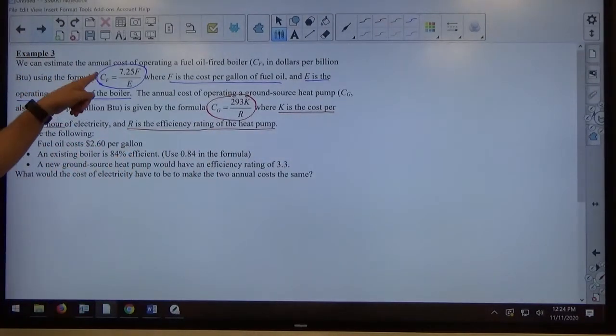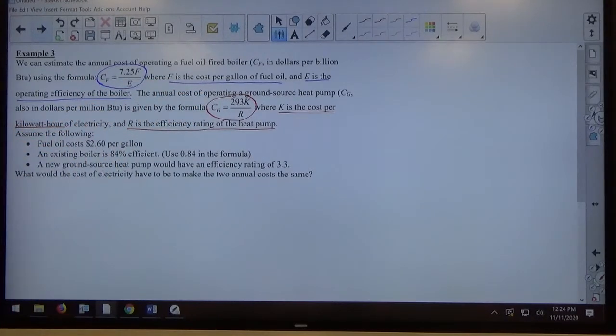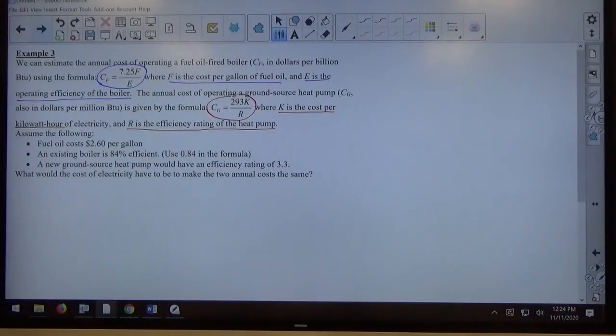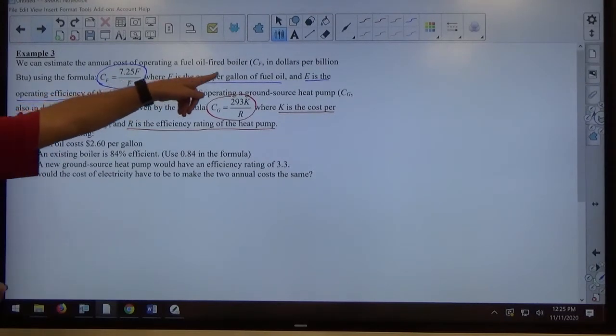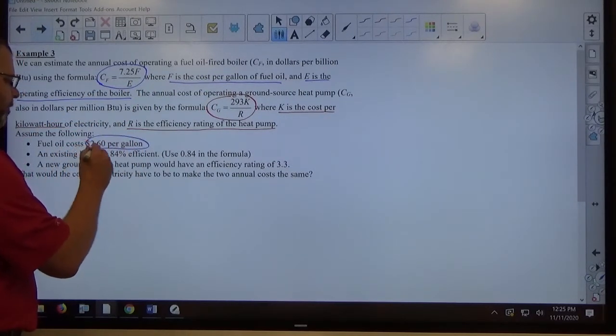C sub F is the cost, C sub G is the cost, and we're comparing cost between these two heating sources to figure out which one is most efficient for our neighborhood, I suppose. So what they've given us is some information so we can compare the cost. It says fuel oil cost $2.60 per gallon. Which of the variables represents the fuel oil cost? Capital F is cost per gallon of fuel oil, and that's dollars per gallon, right? So that is F.